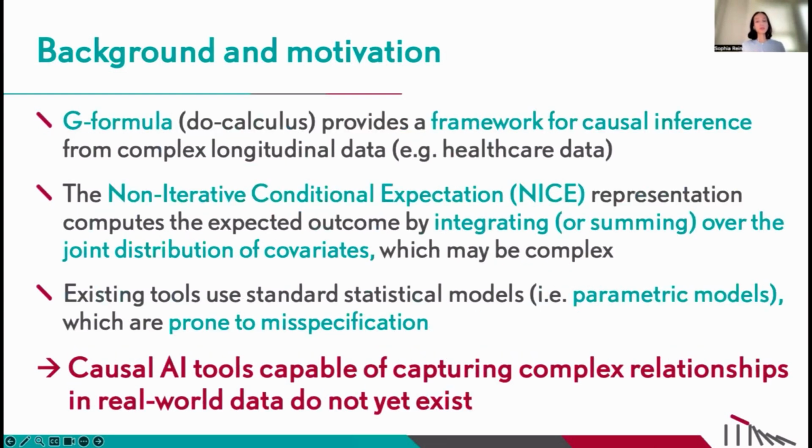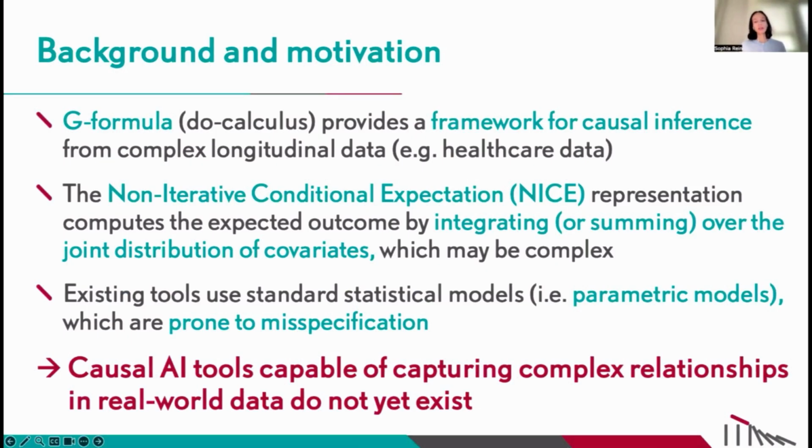And so in terms of the theory and methods that have been developed for causal inference, the G-formula or do-calculus provides a general framework for causal inference from complex longitudinal data. And one commonly used representation of the G-formula is the so-called non-iterative conditional expectation, or NICE G-formula, and that algorithm computes the expected outcome, for example, the risk of a disease under different interventions, by integrating or summing over the joint distribution of the covariates in the data.